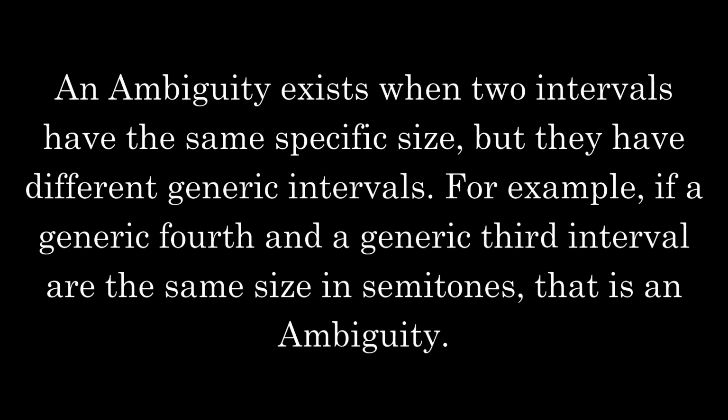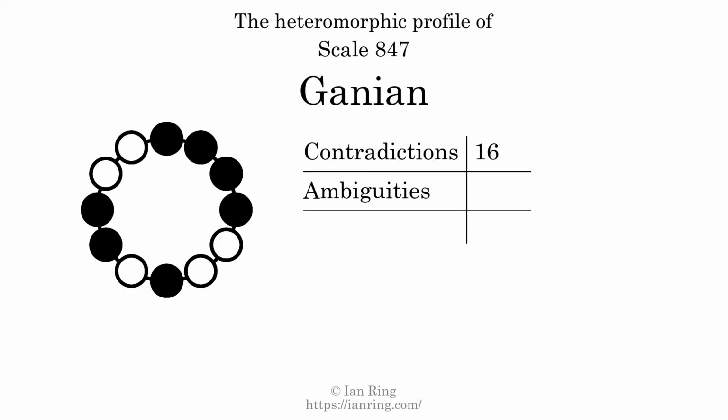An ambiguity exists when 2 intervals have the same specific size, but they have different generic intervals. For example, if a generic fourth and a generic third interval are the same size in semitones, that is an ambiguity. The number of ambiguities in this scale is 29.